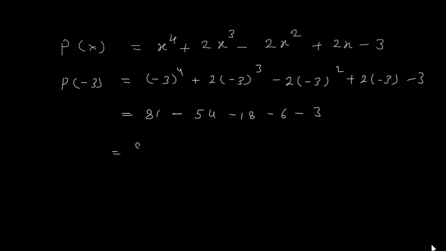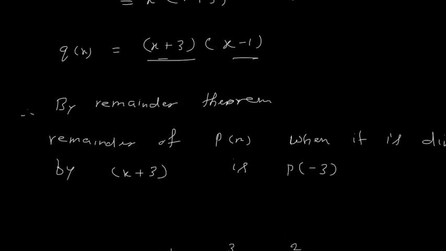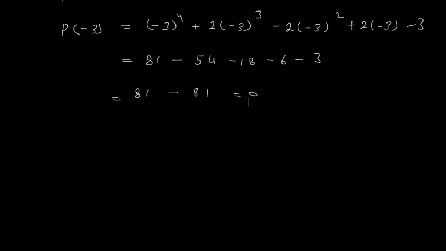So here it is 81 minus, now add them: 6 plus 3 is 9, 9 plus 4 is 13, 13 plus 8 is 21, so 1 I will write. Now 5 plus 3 is 8, so 81 minus 81 is 0. So the remainder we got is 0, so therefore x plus 3 is a factor of P(x). Therefore P(x) is divisible by x plus 3.